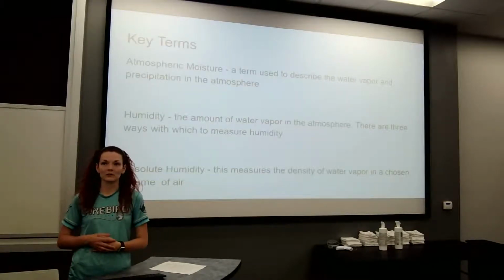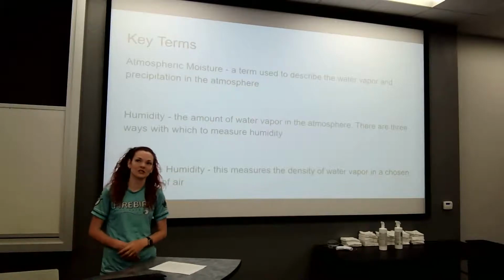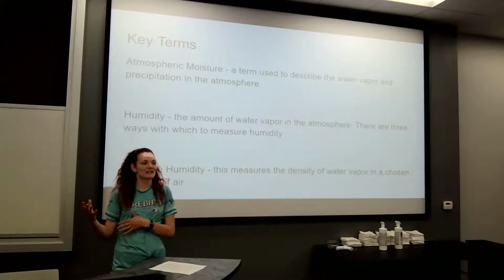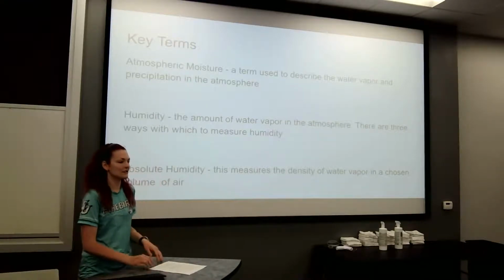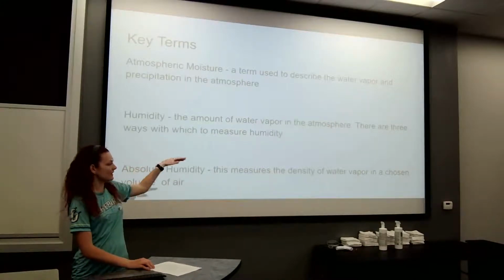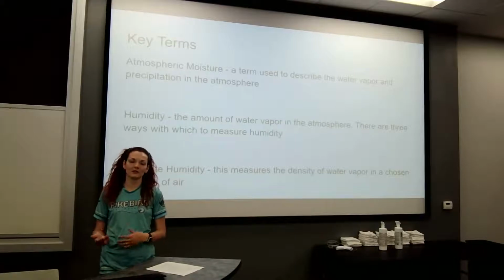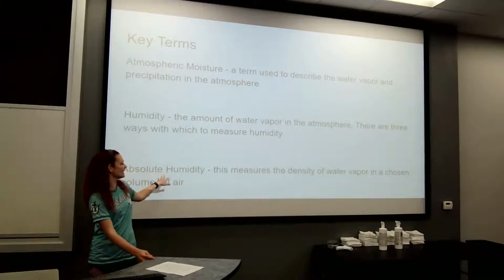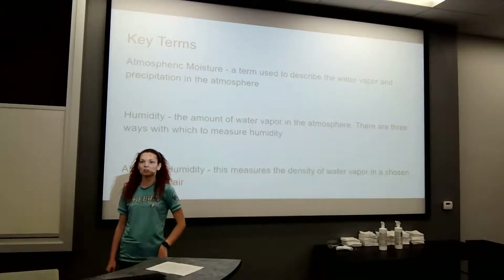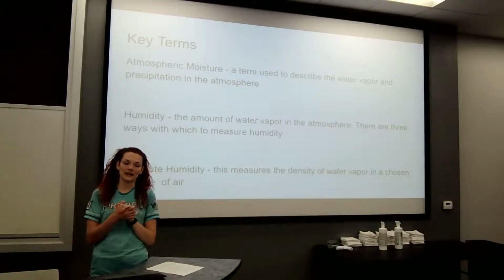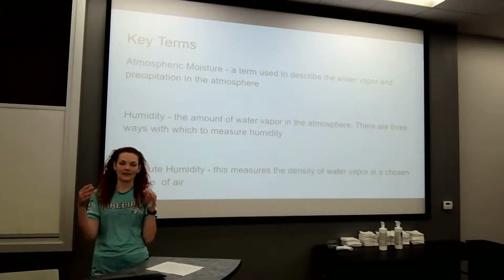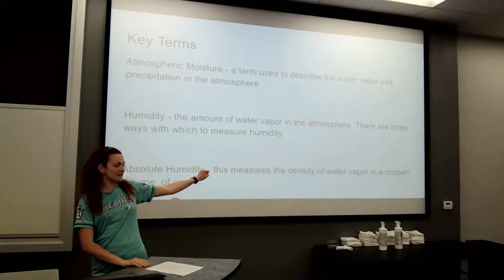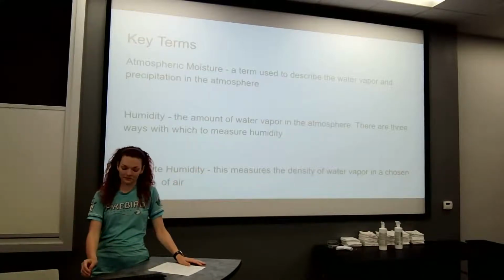So there's key terms that are very important to this lab. Of course, atmospheric moisture, which is just the water vapor and the rain that's in the atmosphere. Any kind of moisture that's in the atmosphere is atmospheric moisture. And then we have our different key terms for humidity. So we know humidity is just the water vapor in the atmosphere, but there's different ways to measure that water vapor. So one of those ways is going to be absolute humidity. So it measures the density of water vapor. So again, density is how tight those gas molecules are packed in together. Are they all right next to each other, or are they spread out? So absolute humidity is the density of water vapor molecules.